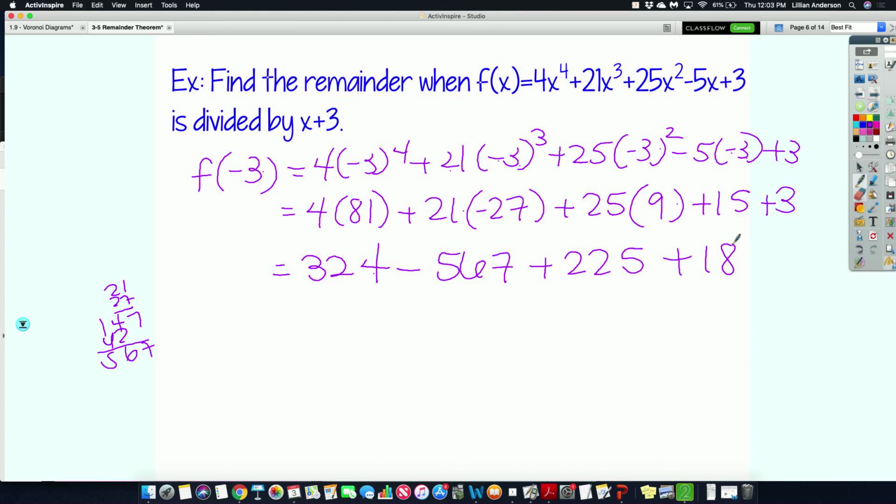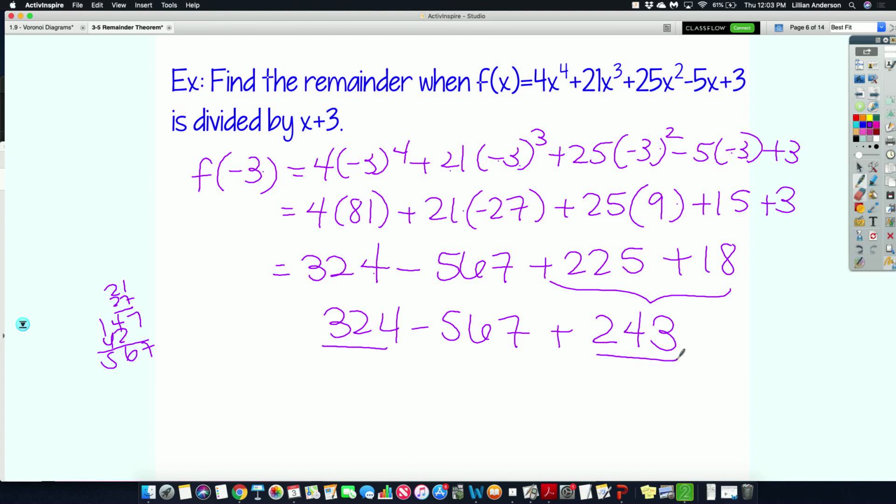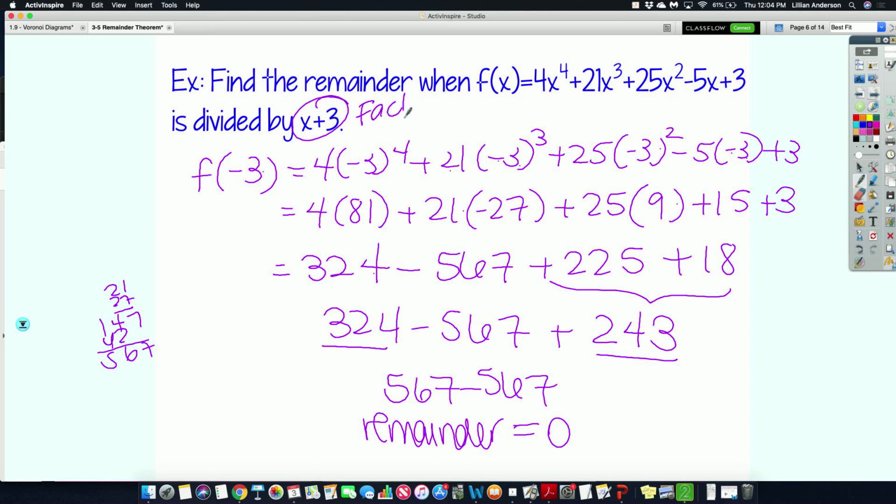Okay? To make this a little bit easier on myself, I'm going to add these together. So that's 3, 4, and 2. Let's see. I'm going to add my positive numbers together, so that's going to give me 7, 6, 5. So what's my remainder? 0. So what does that tell me? X plus 3 is a factor, and then x equals negative 3 is a 0. That's what it tells me. Okay? Good stuff.